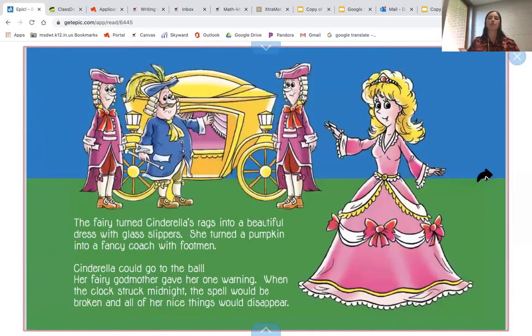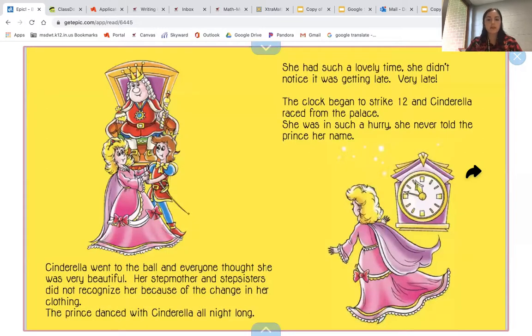The fairy turned Cinderella's rags into a beautiful dress with glass slippers. She turned a pumpkin into a fancy coach with footmen. Cinderella could go to the ball. Her fairy godmother gave her one warning. When the clock struck midnight, the spell, so magic, would be broken and all of her nice things would disappear. Cinderella went to the ball and everyone thought she was very beautiful. Her stepmother and stepsisters did not recognize her because of the change in her clothing. The prince danced with Cinderella all night long. She had such a lovely time. She didn't even notice it was getting late, very late.